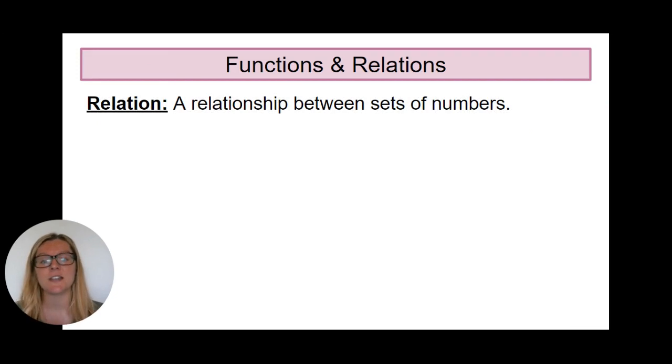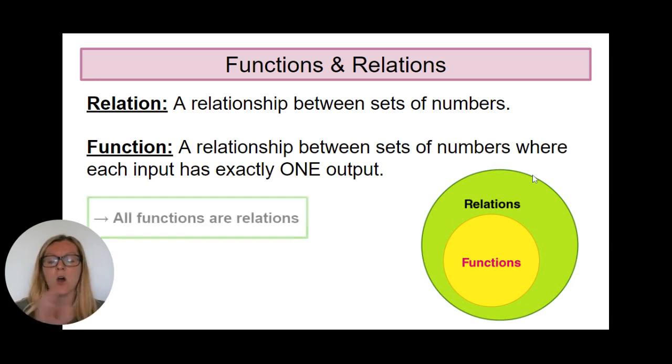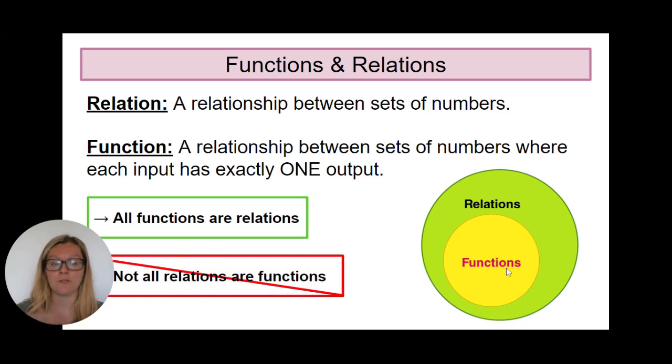So a relation is a relationship between sets of numbers, super basic. Now a function takes it one step further and says a relationship between sets of numbers where each input has exactly one output. So the way I like to think about this is this little graphic over here. All functions are by definition a relation because functions are just a more specific type of relation. But not all relations are functions. So make sure you don't confuse those two. A relation is the most basic form. A function gets a little bit more specific because it says each input has to have exactly one output.